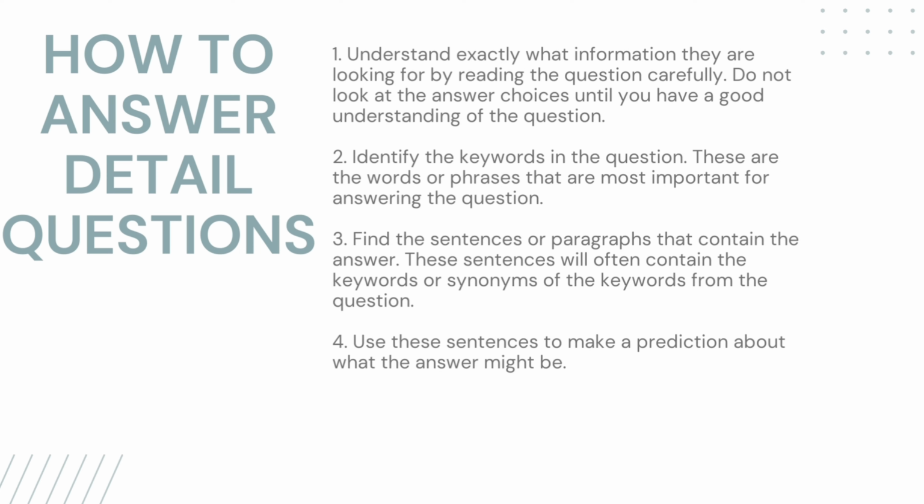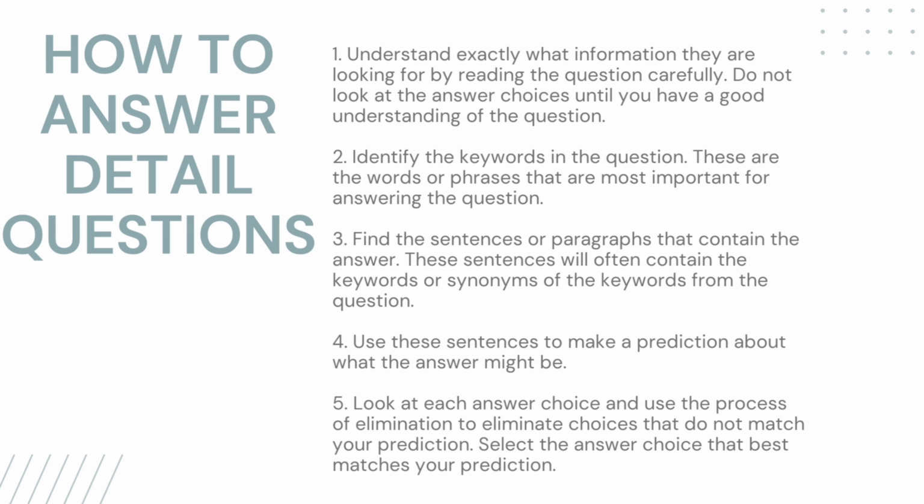Step 4, use these sentences, use the window to make a prediction about what the answer might be. Again, this is really good advice for any multiple choice test. You want to think for yourself. You want to come up with a prediction before you look at the answer choices. And your prediction might not be exact. It might be a little bit more general, and sometimes it might be very close to the exact answer. You just want to do the work of thinking and making that prediction to the best of your ability.